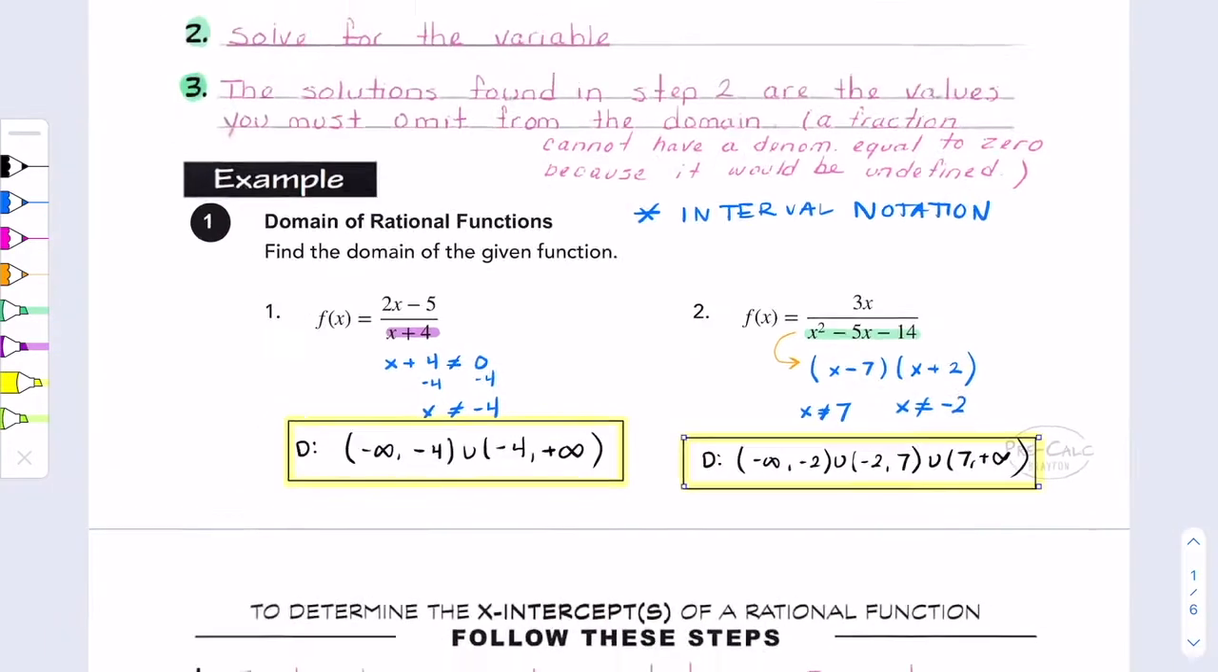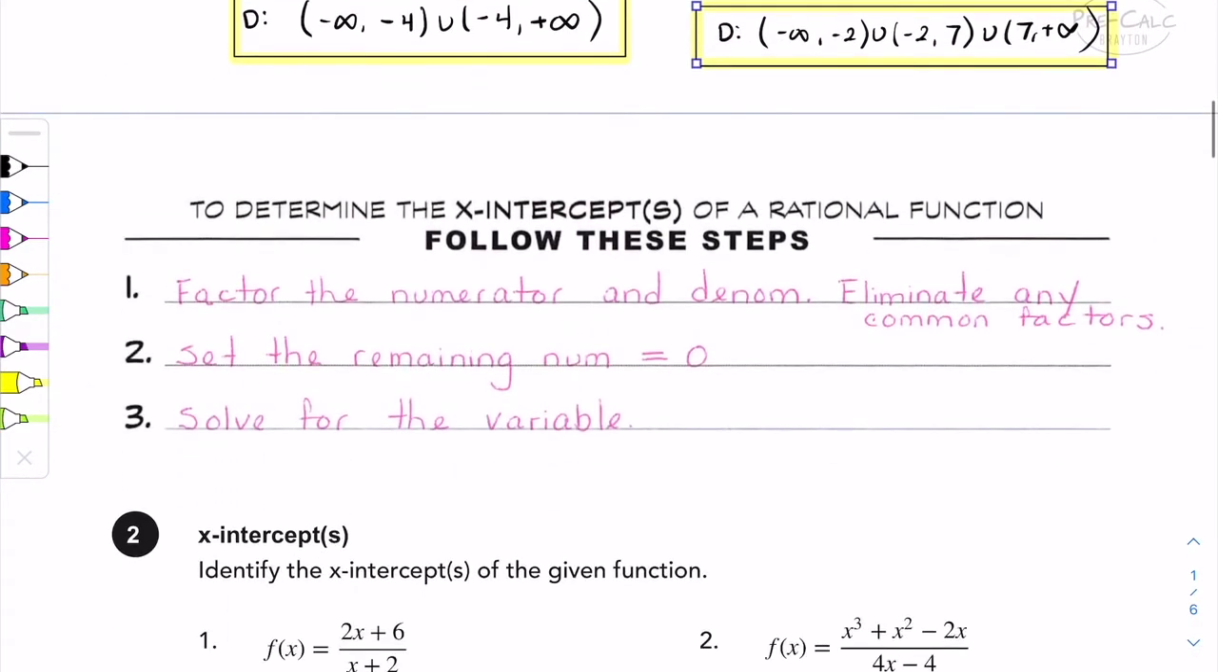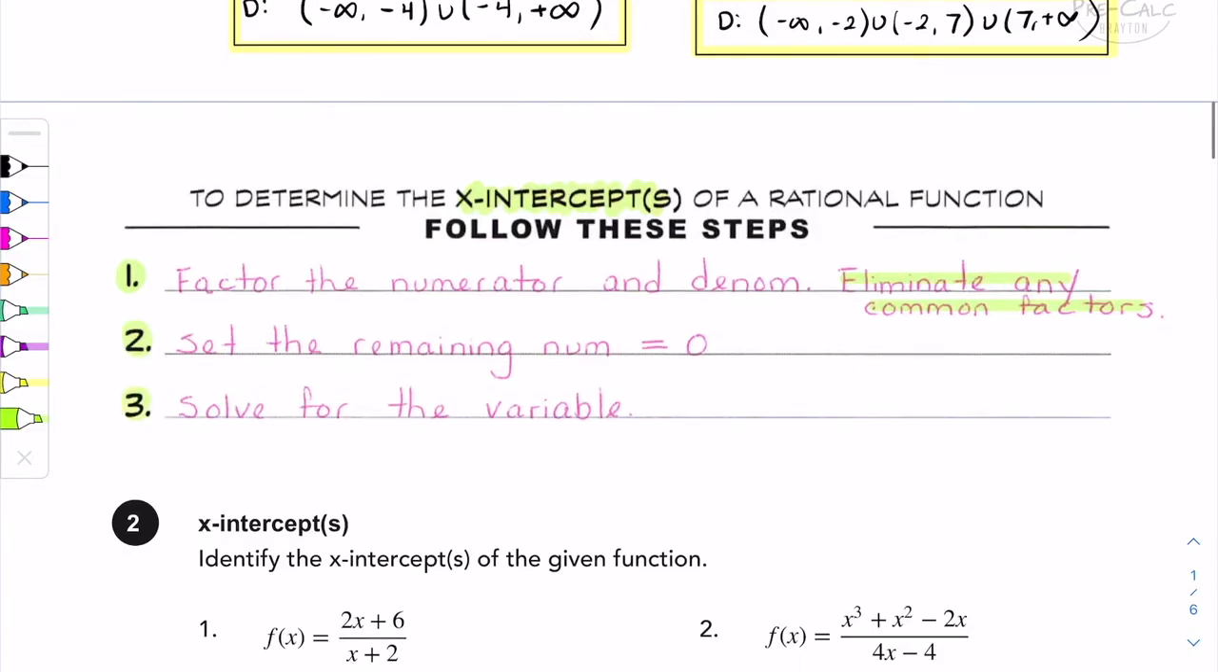Next, we're going to look at following the steps for the x-intercept. To find the x-intercept, you need to factor the numerator and the denominator, and then you need to eliminate any common factors. That's very important in step 1. After you eliminate any common factors, you set the remaining numerator equal to 0. And after you do that, you solve for the variable.